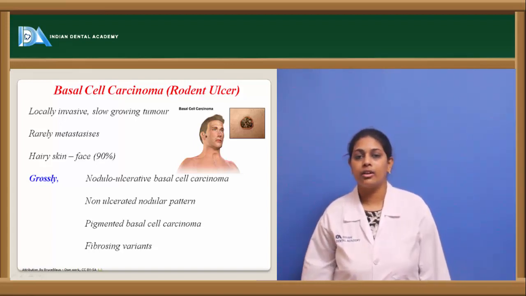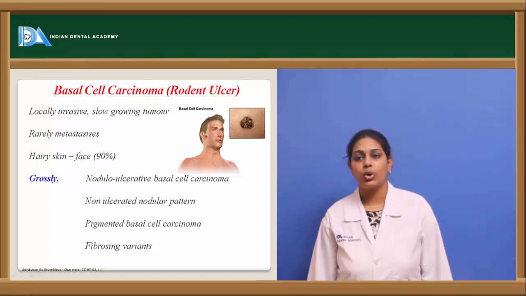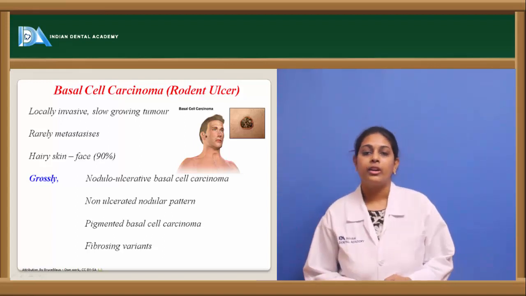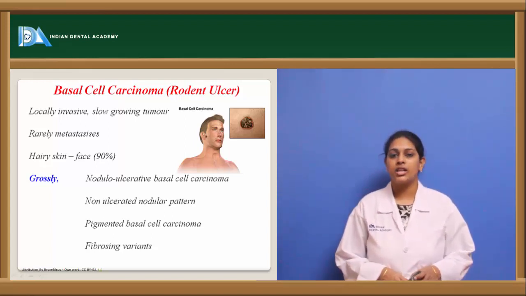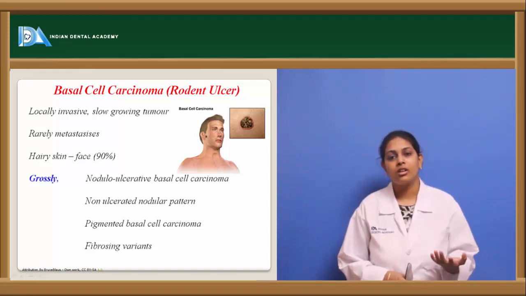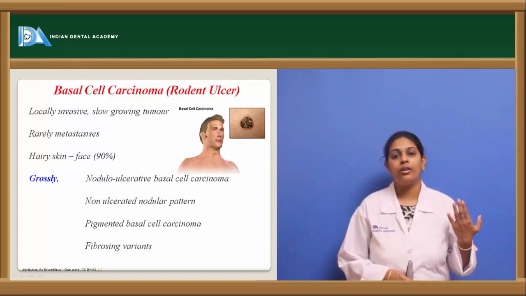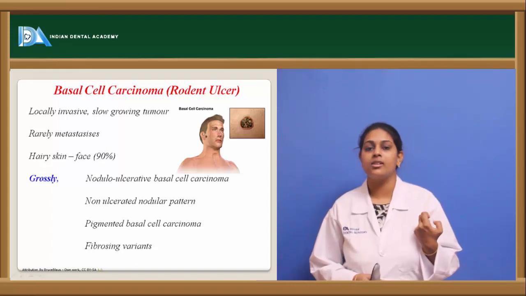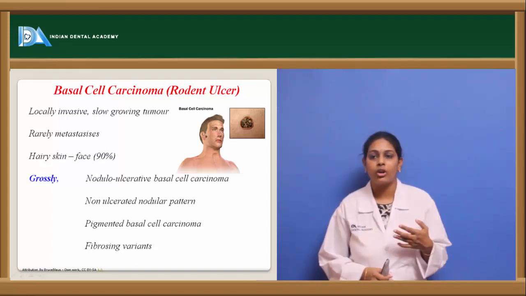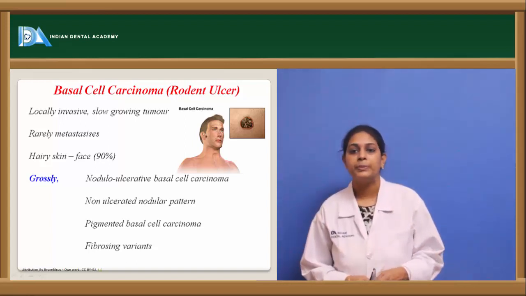The nature of basal cell carcinoma is that it is a locally invasive and slow-growing tumor, and rarely does it metastasize to the underlying connective tissue. It is seen in areas of hairy skin, such as the face, which is most commonly involved, and most commonly it occurs in the region where there is a line which connects the tragus to the corner of the lip. Any region between this can be most commonly affected.